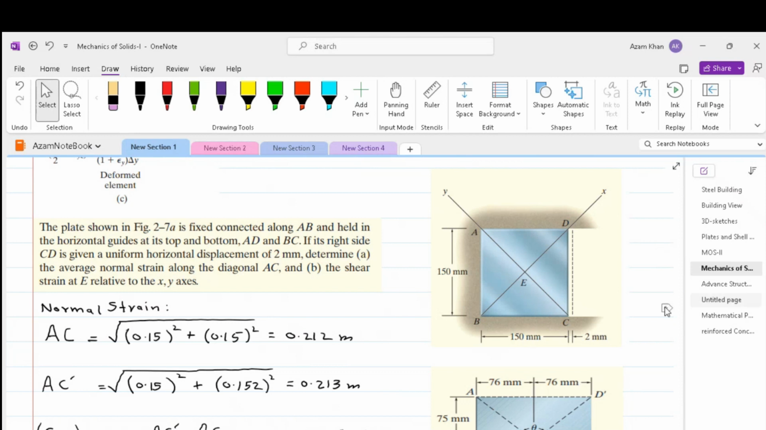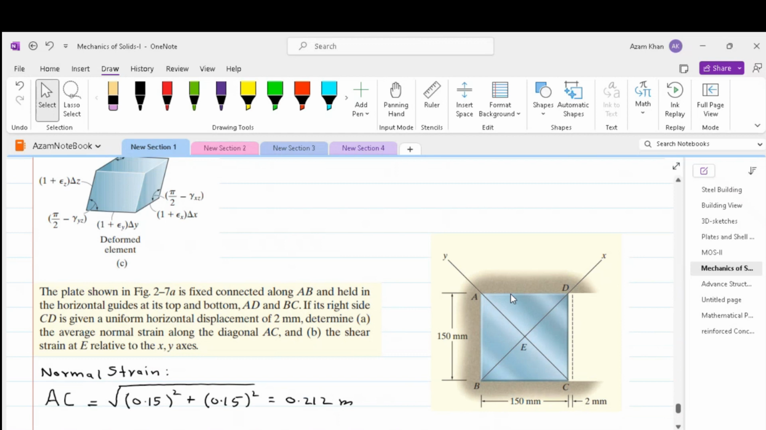So we have a plate shown, which is fixed along AB and held in the horizontal guide at its top and bottom, AD and BC. So it can't move anywhere on these three sides. If the right side, CD, is moved by 2 millimeter, so there is a horizontal displacement of 2 millimeter, determine the average normal strain along the diagonal AC and the shear strain at E relative to the x and y axes.